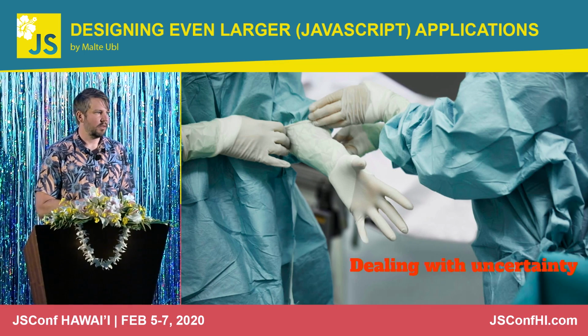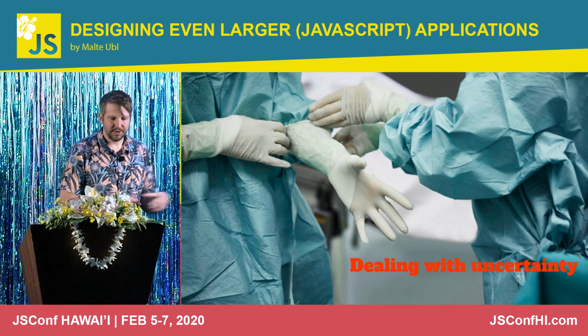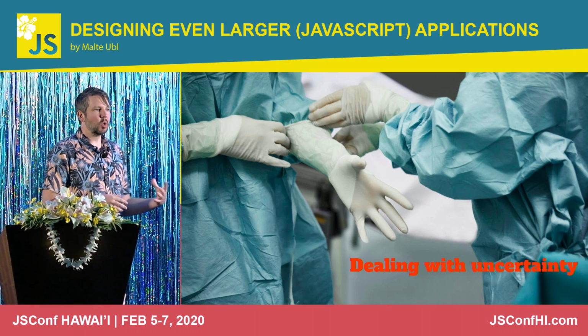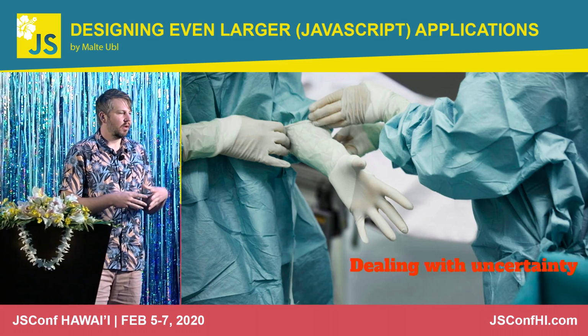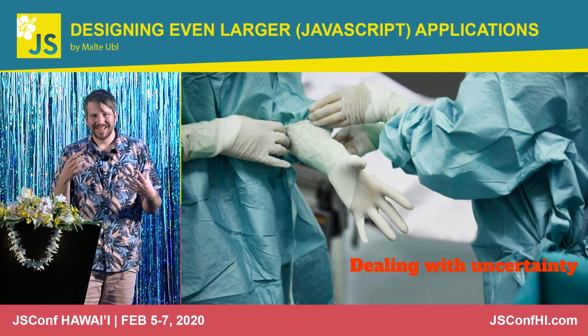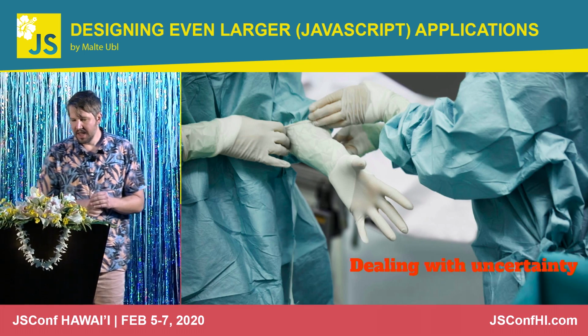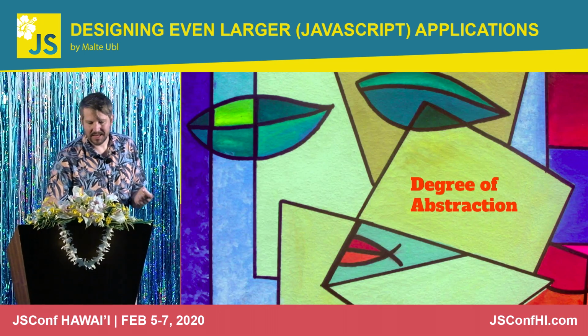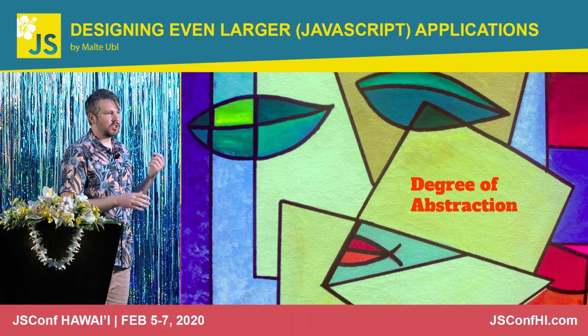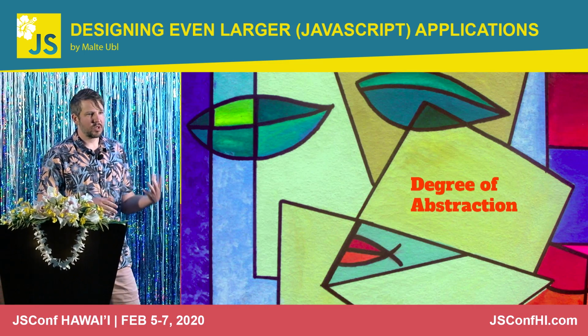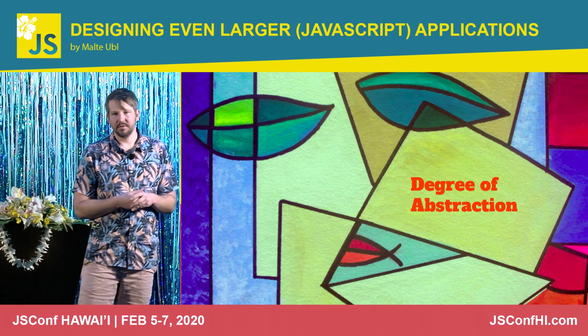So the reason why it's so important to understand the degree of uncertainty is because it allows us to then tailor the application to that uncertainty. And the way we do it is by tailoring the degree of abstraction. How abstract are we making stuff for our developers?